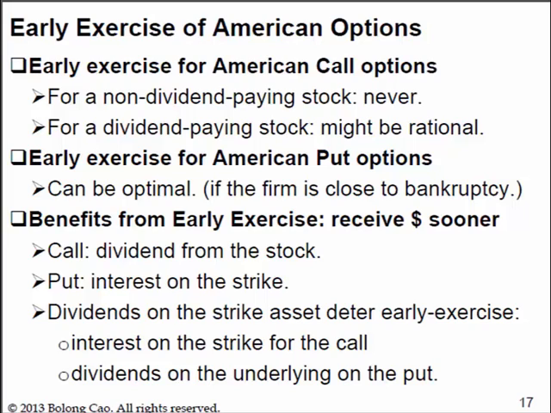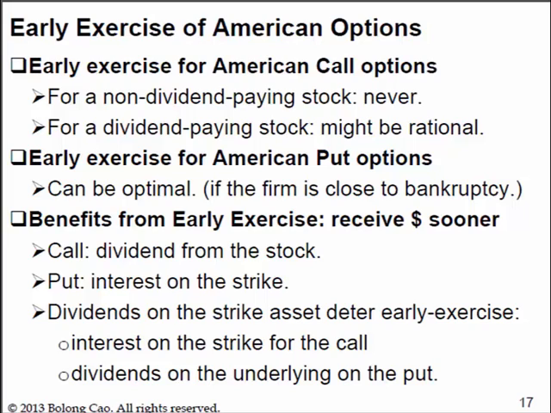So why do you want to receive the underlying stock early? If it pays a lot of dividend. To capture the dividend, you can pay your low strike price, and the dividend will be high, which is basically embedded in that stock. You start to capture those. That gives you incentive to exercise your call option early.